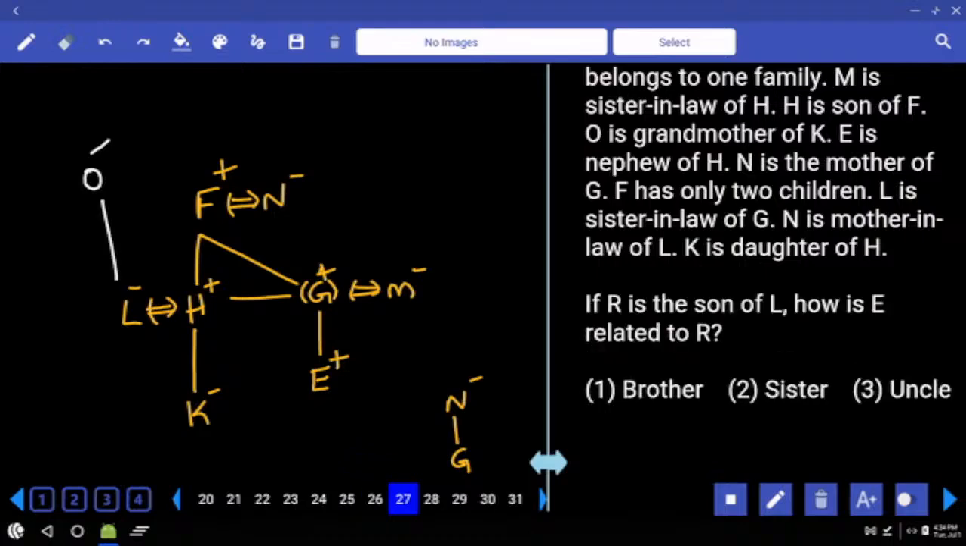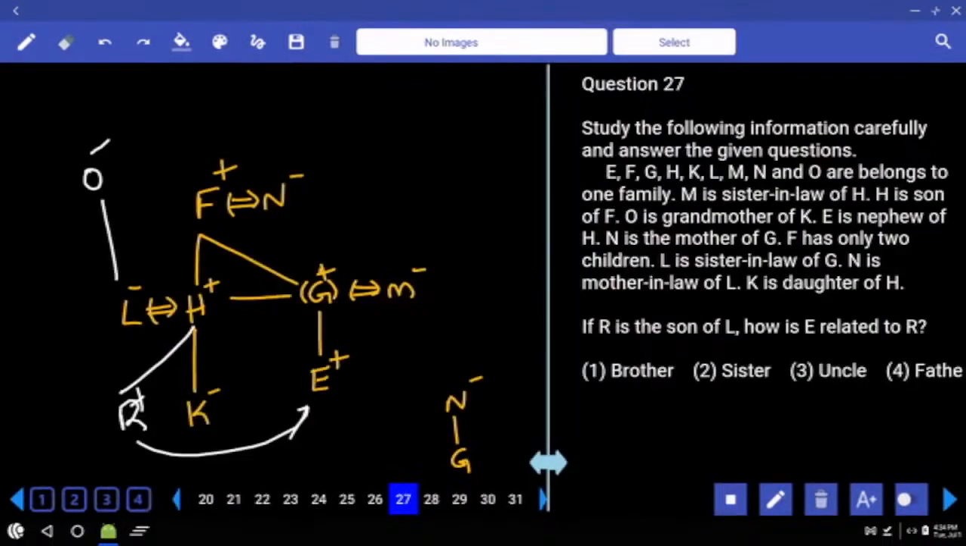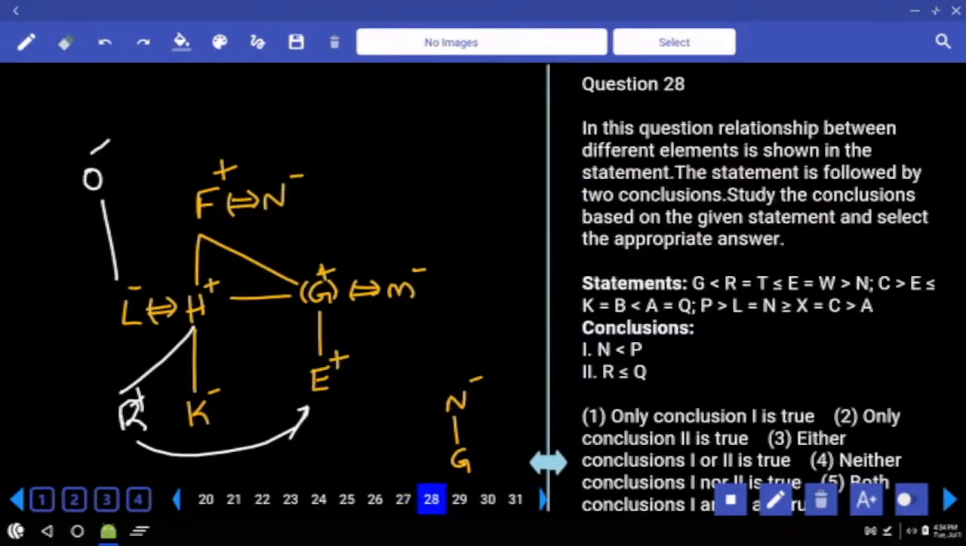Then next one, 27. If R is the son of L, R must be here. Then how is E related to R? E and R are cousins to each other. Now cousin, that is given in which choice? Choice 5. 27, choice 5.